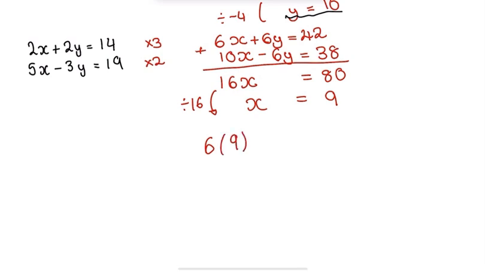So I've got 6x plus 6y equals 42. 6 times 9 is just 54, plus 6y equals 42. And now I can solve this.